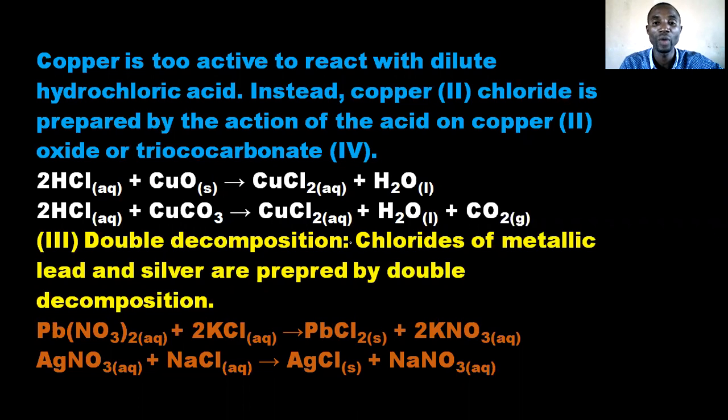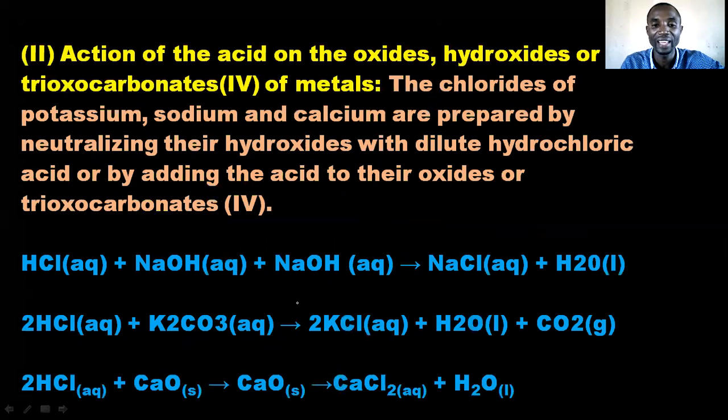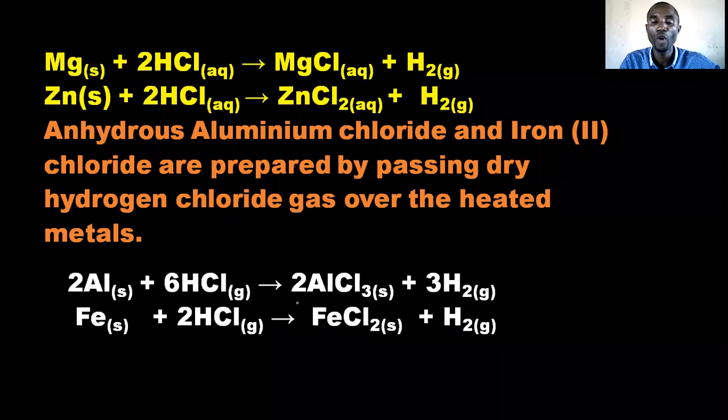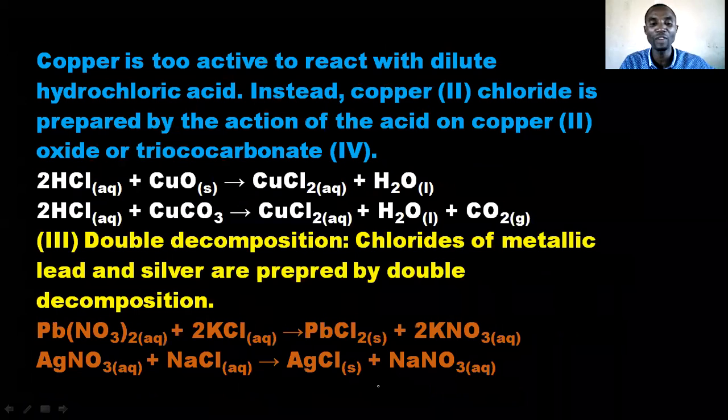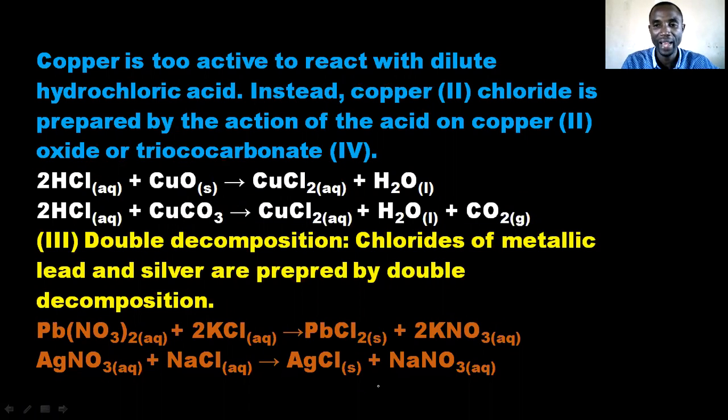Copper 2 chloride, lead chloride, silver chloride, potassium chloride, calcium chloride, sodium chloride. These are different kinds of chlorides. We also have magnesium chloride, zinc chloride, aluminum chloride, iron chloride. So these are the several ways in which chloride can be prepared.